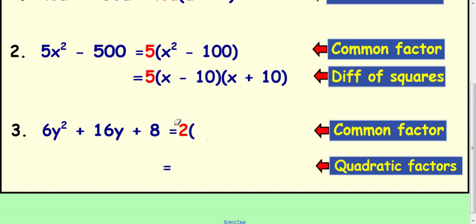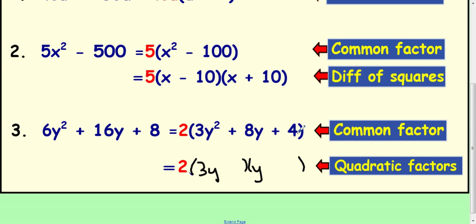So 2 3s are 6, so I need a 3y squared. Divide 16y by 2, you get 8y. And finally divide the 8 by 2, you get a 4. Okay, now I can leave the 2 at the front and I can go into my double brackets. So I want to write my double brackets out, and I'm thinking, well, I've got a 3y squared here, so 3y and a y make up that.